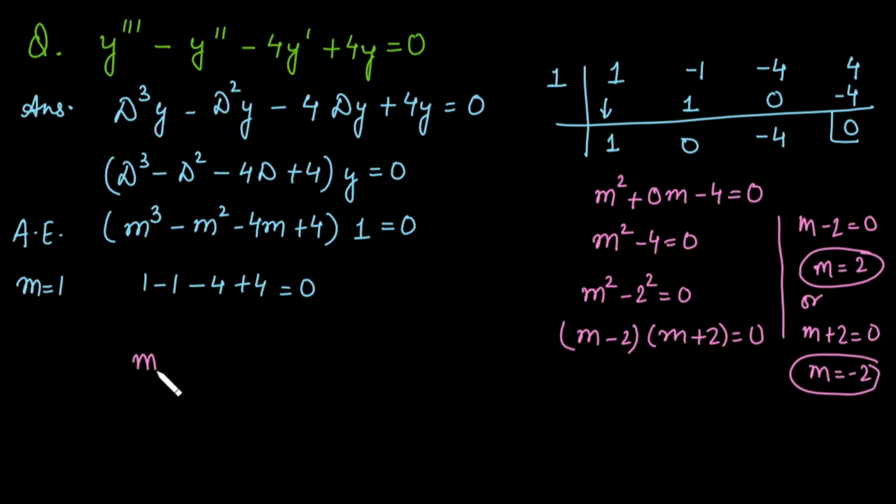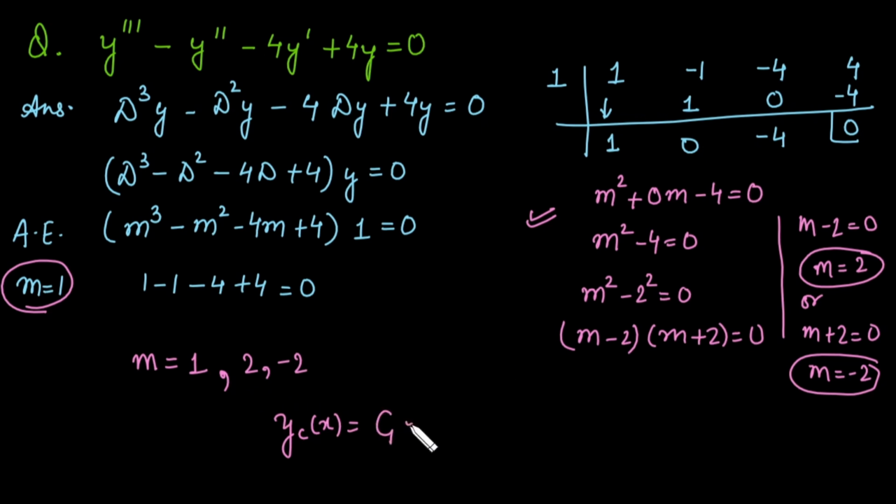So what are the roots in this case? We have m = 1 as one of its roots by hit and trial, and from here we have the roots 2 and −2. So the final answer in this case, because they are real as well as distinct, is first constant e raised to the power first solution into x, plus second constant e raised to the power second root into x, plus third constant e raised to the power third root, that is −2x.